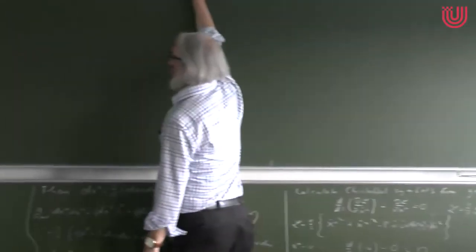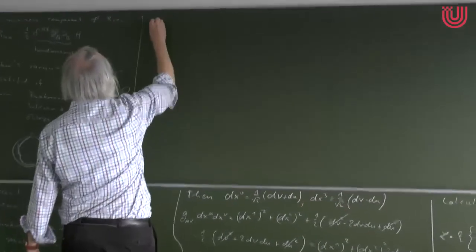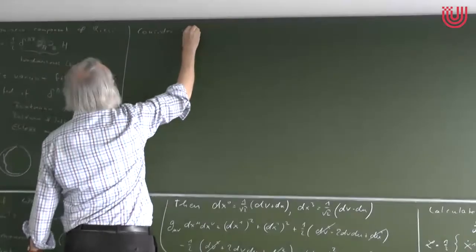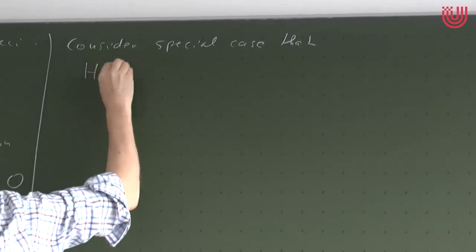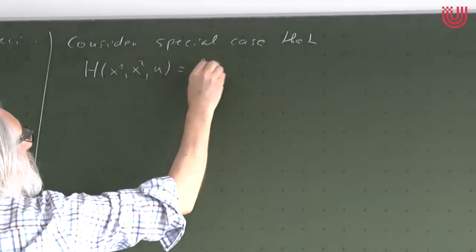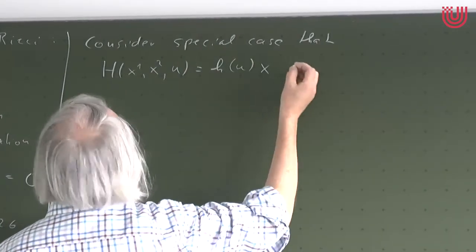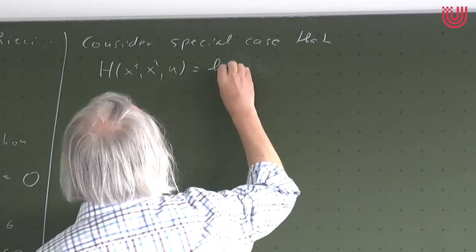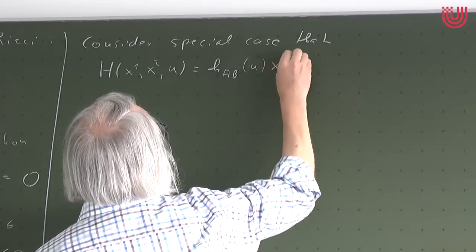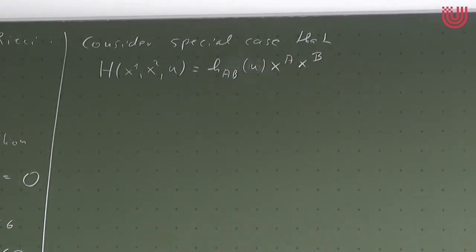That my function h is a function little h, which depends only on u. And then, did I write this with a delta? Yes, I think that's the best way of writing it. Yes, that's it: h_ab of u, x^a x^b. So it's quadratic in the coordinates x1 and x2. That's a particular ansatz.